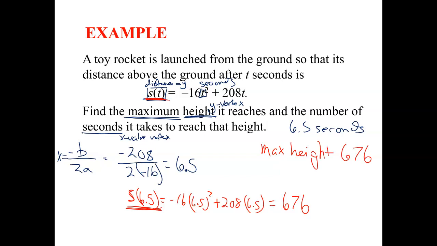Did we answer both parts? Yeah. We wanted to know the time. We got 6.5 seconds. We wanted to know the height. We got 676. The vertex would be the x and the y: 6.5 comma 676. That would be the vertex. 676 is about right for a toy rocket; 2,000 feet is almost a mile.